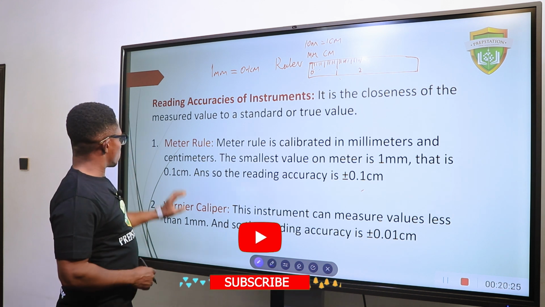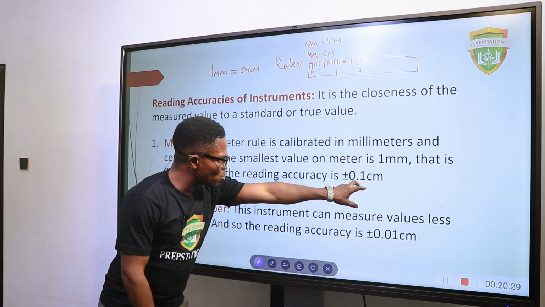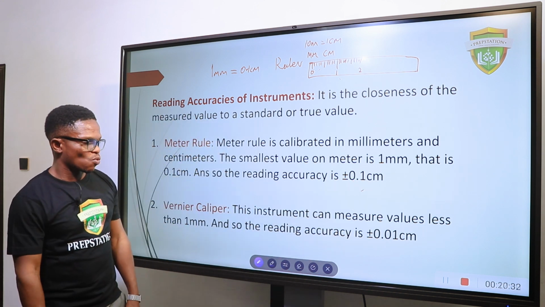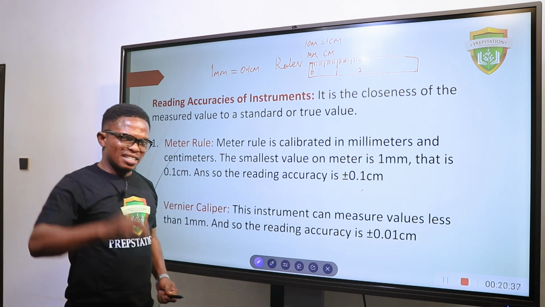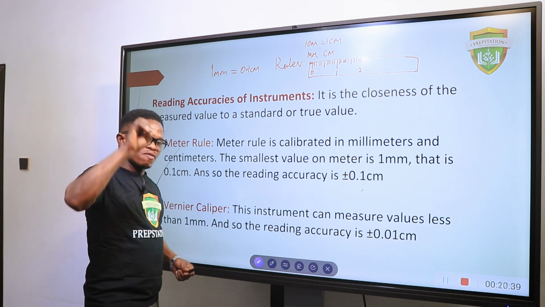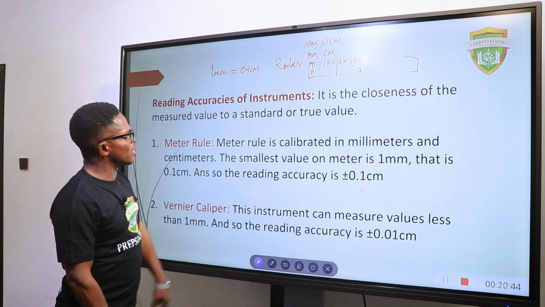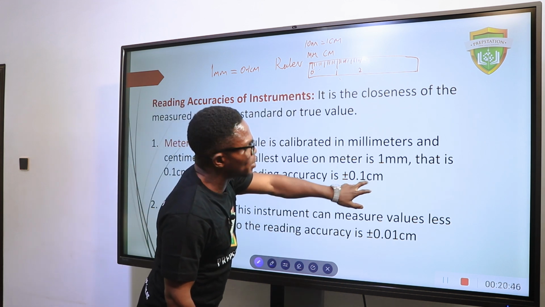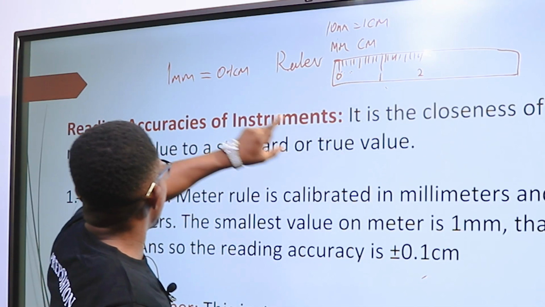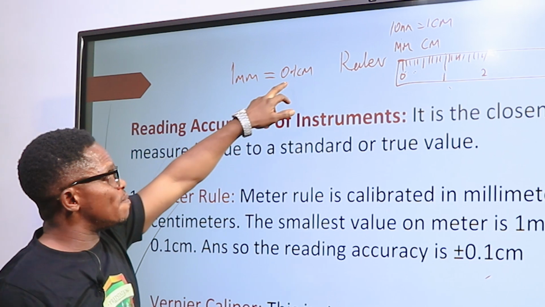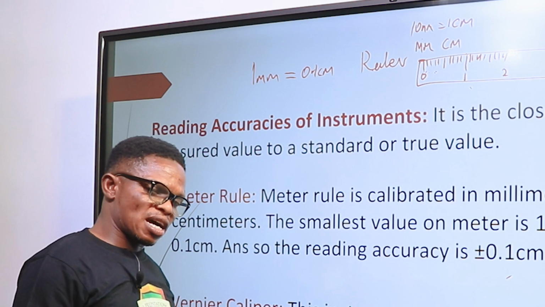We stopped at the reading accuracy for meter rule. I told you how we got plus or minus 0.1. In case you did not get that, let me say it again. Reading accuracy is the smallest possible value that can be measured by a measuring instrument. I just explained why meter rule is 0.1, because the smallest value here is 1 millimeter, and by conversion, 1 millimeter is 0.1 centimeter.